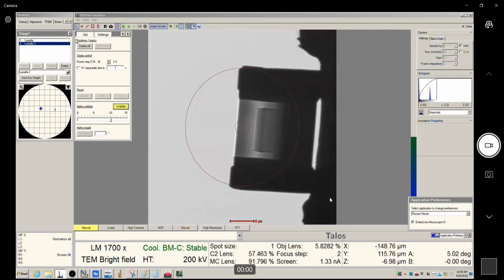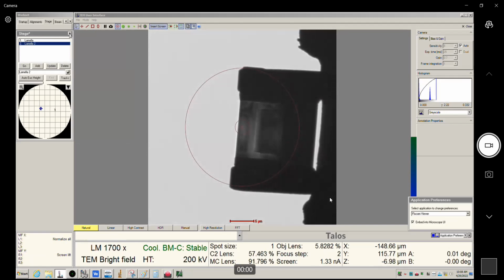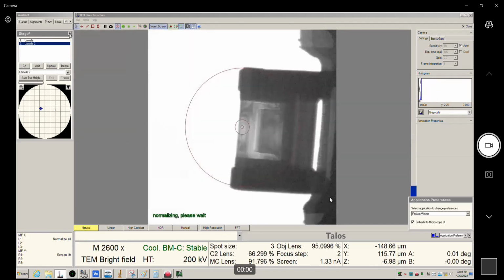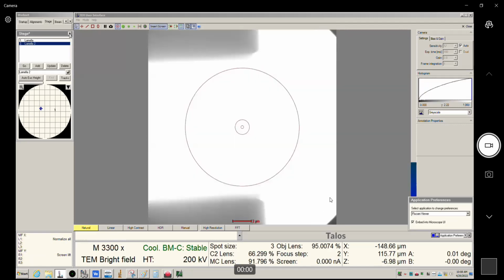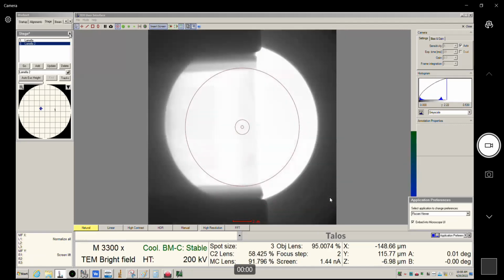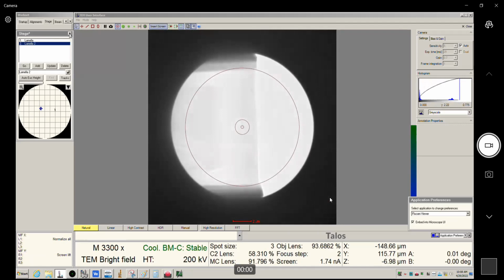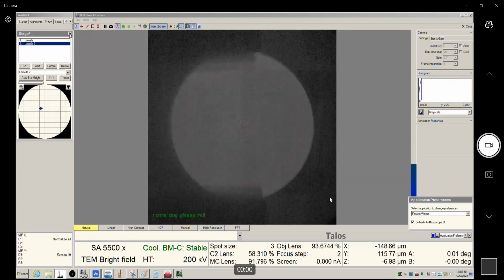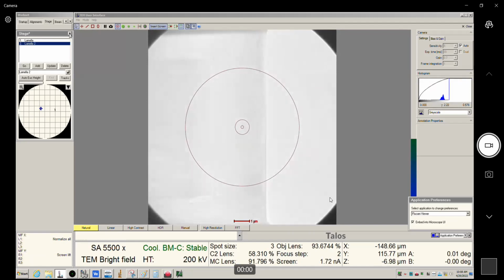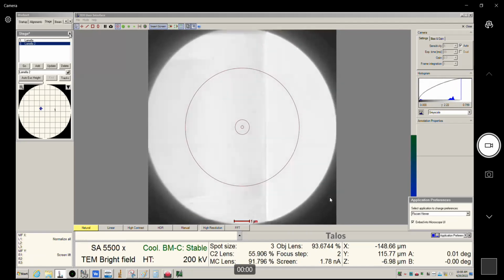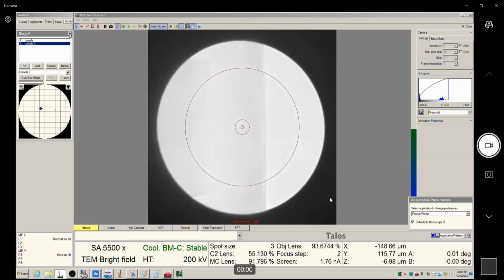So we can actually see how close this is when we go into SA mode. There's always going to be a little bit of a hysteresis. So realistically, eucentricity, which is probably a word I just made up, is accurate to probably, if you do it correctly, plus or minus a micron, I would say.